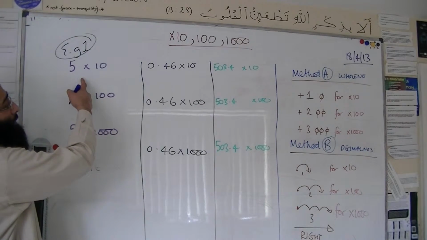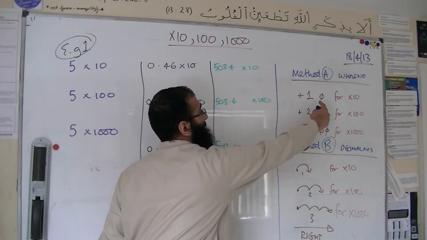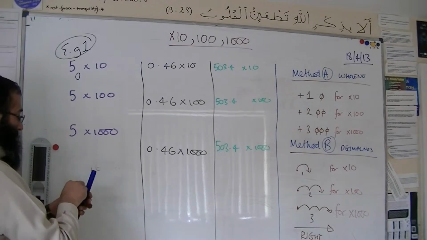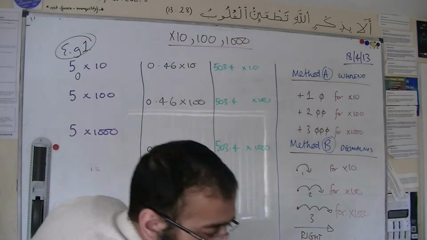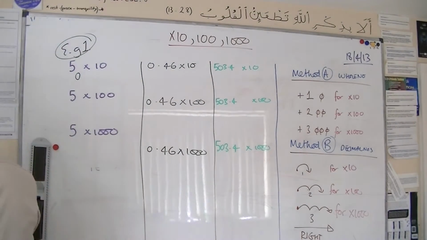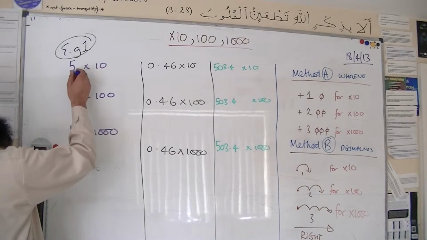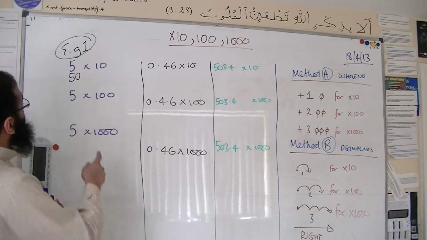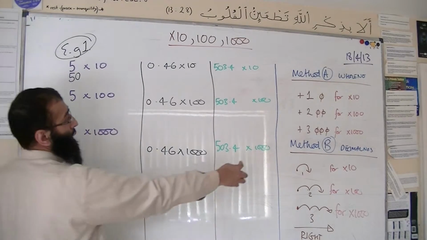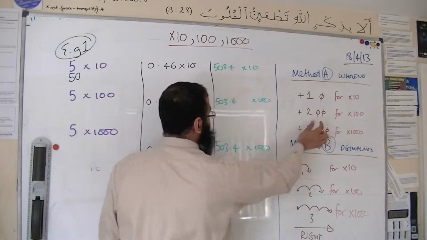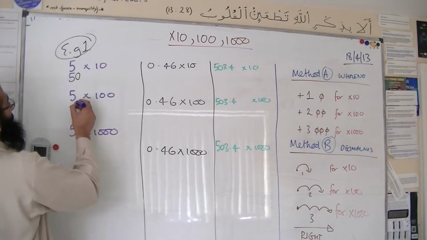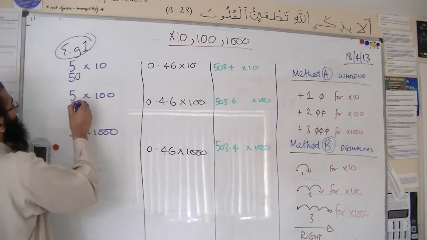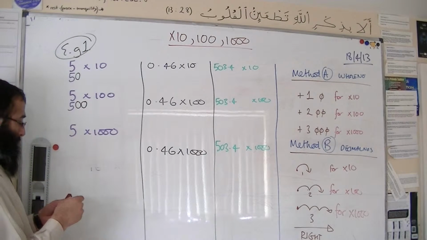5 times by 10. The technique for multiplying a whole number by 10 is add a 0. So we add a 0. Copy the rest of the number down. Finished. Question is done. Next one, 5 times by 100. When we time a whole number by 100, we add 2 zeros. So 5 becomes 500. Question done.